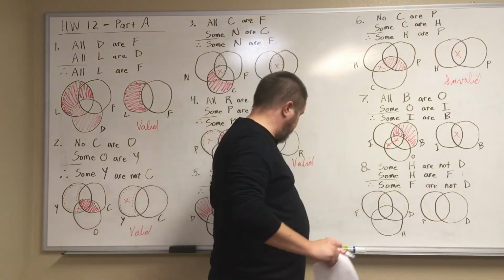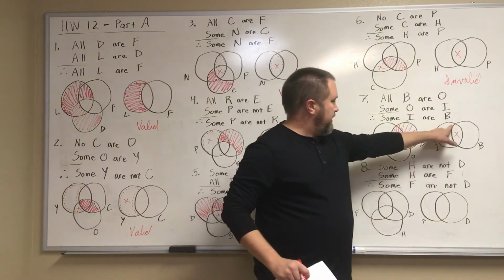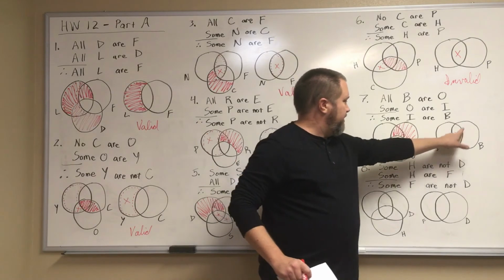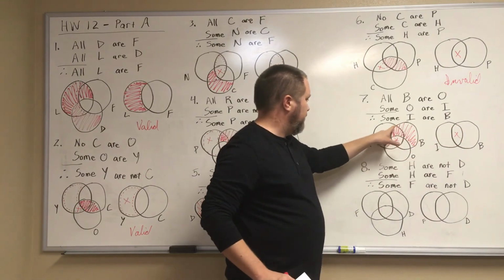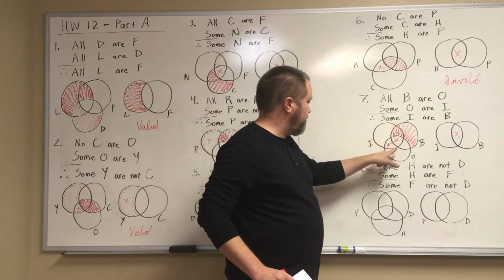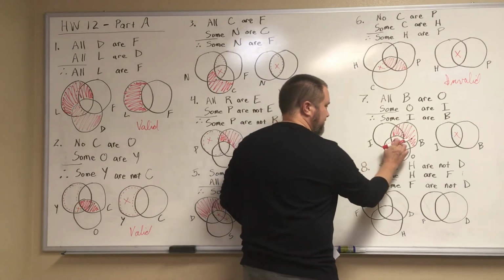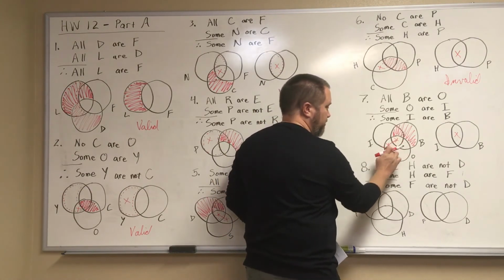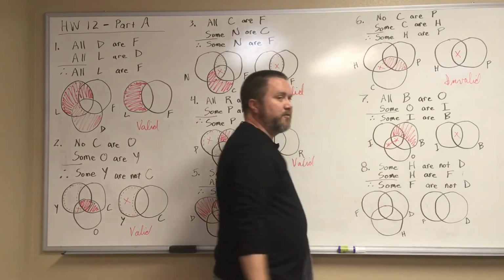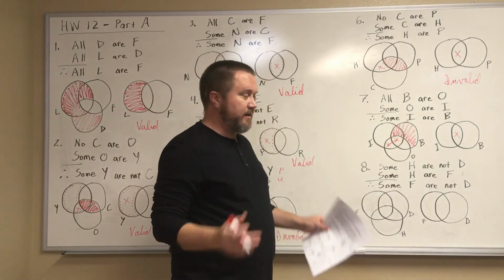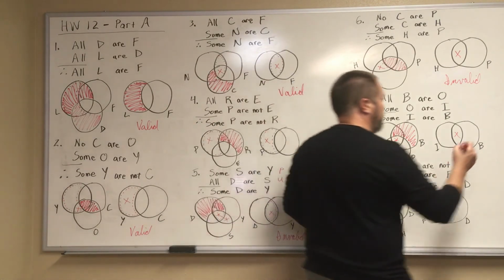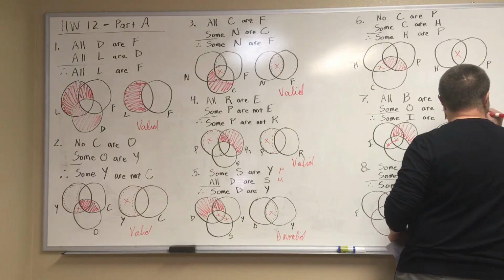And again, just like the last one, it's telling us that we have an X in the middle of I and B. And we don't know for certain if the X is on this side, which would be yes, or the X is on this side, which would be no. And if we're not absolutely certain, then we have to call it invalid.